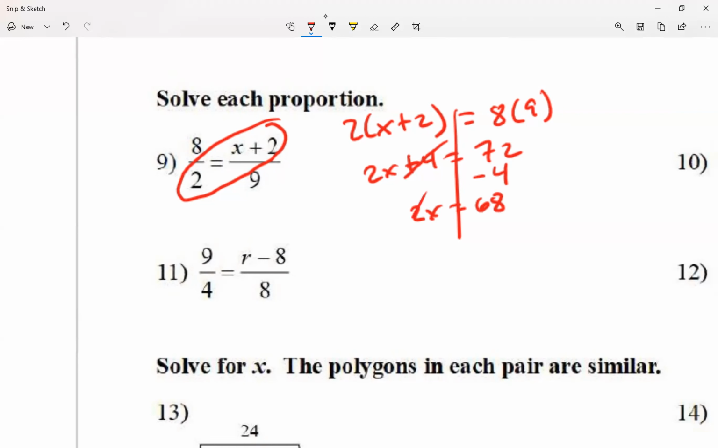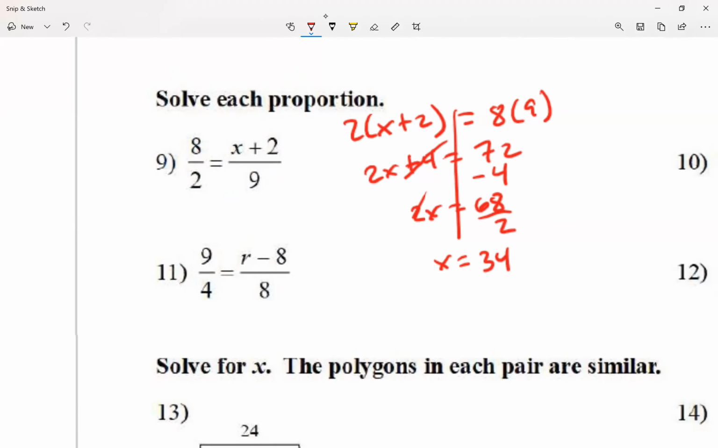I want to cancel the 2 in front of the x too. I know 2x is basically 2 times x. The opposite of times is divide. So let me divide on the other side by 2. So that's going to give me that x is equal to 34.